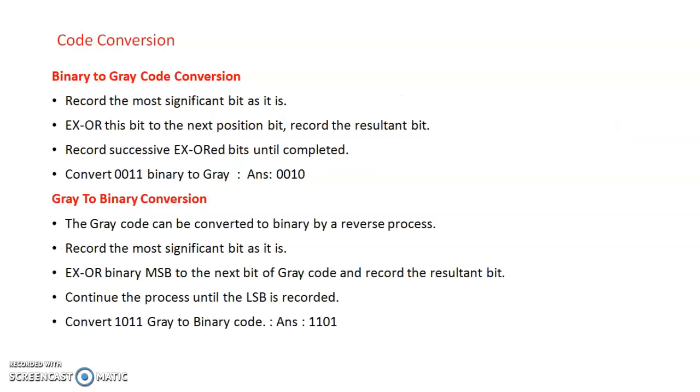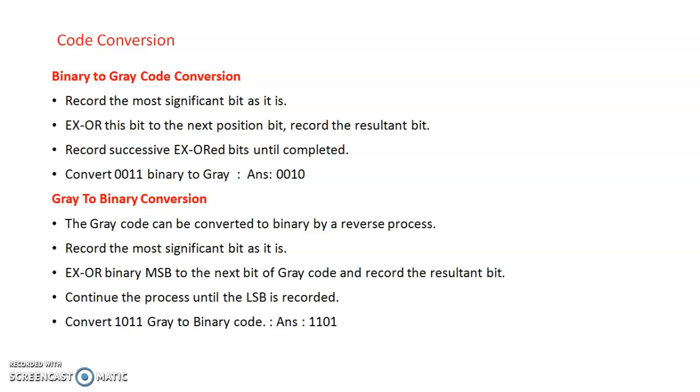So these are the code conversion types. The very first type is binary to gray code conversion. We use the XOR truth table logic there. First record the MSB bit as it is, and after that take the XOR of this bit with the next position bit and record the resultant bit. And after that record the successive XOR bits until the sequence is completed.